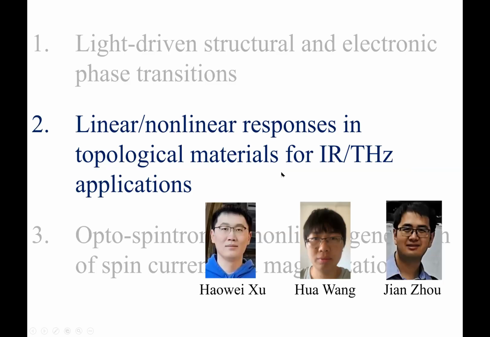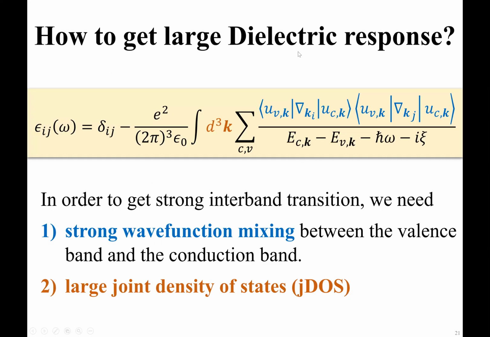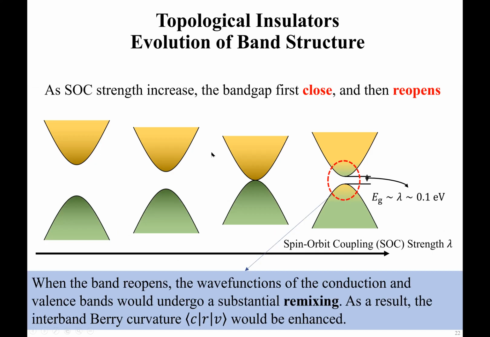Now, if you look at dielectric response and you try to, for example, maximize it, then the general trick is you try to increase this conduction to valence band hopping. And this would require you to have a bigger wave function mixing, as well as a big joint density of states to increase this linear dielectric response. And topological insulators, topological materials generally, are very suited for this.